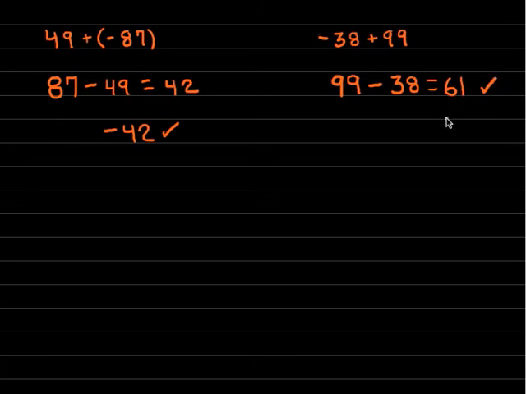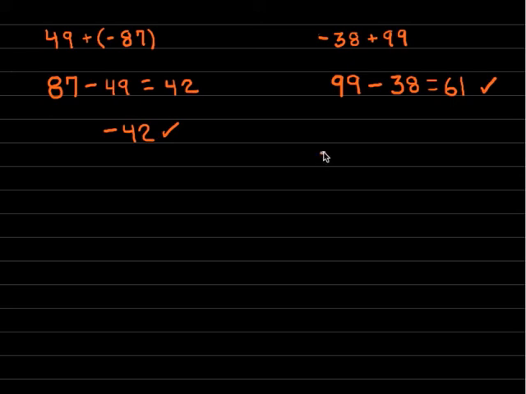Now, one thing you might notice here is that whenever we have a smaller negative number, when the absolute value of the negative number is less than the absolute value of the positive number, it just becomes a standard subtraction problem. Negative 38 plus 99 just became the same as 99 minus 38. Let's take a look at a couple more examples like that.